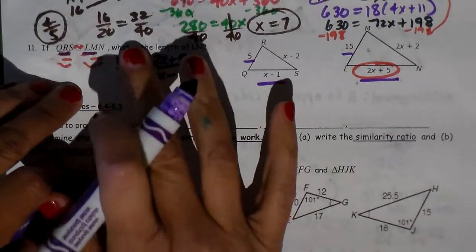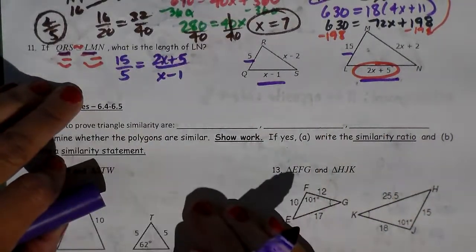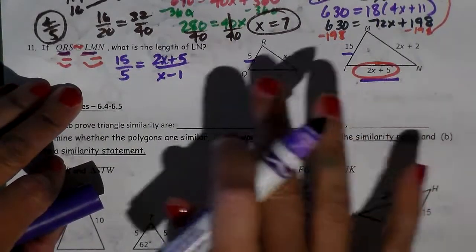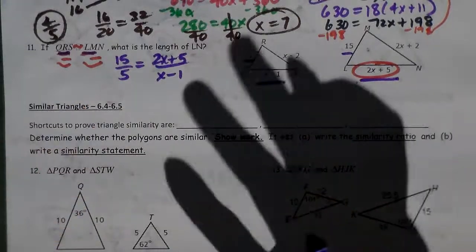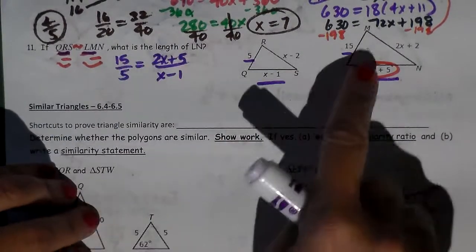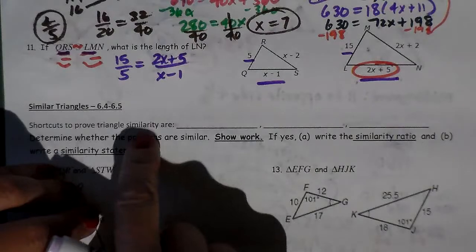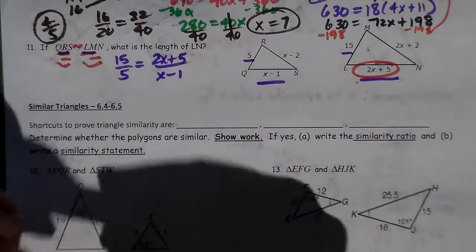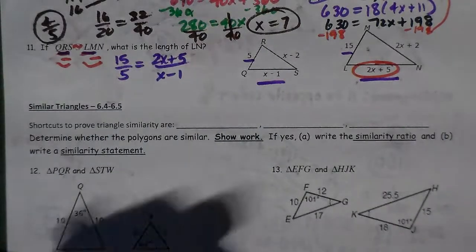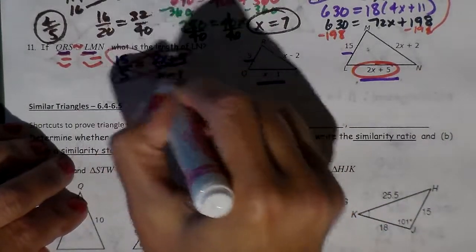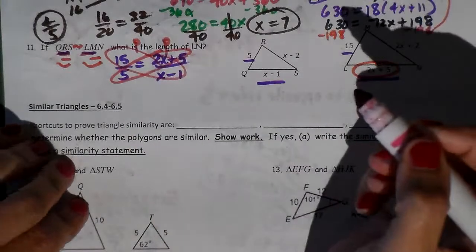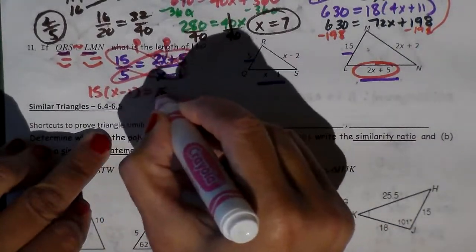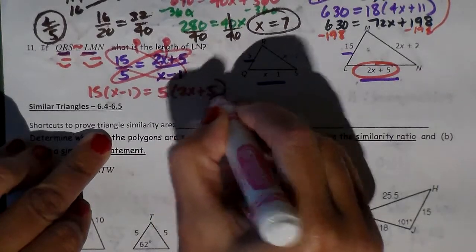Again, you could do 5 over 15 equals x minus 1 over 2x plus 5 like we did in the previous examples, but I'm doing the image over the pre-image this time. It doesn't matter as long as you match them up. 15 goes with this one, 5 goes with this one. 2x plus 5 goes with this one, x minus 1 this one. So now we're going to cross multiply because we're becoming experts at that now, and we're going to make a ridiculous looking butterfly because I like drawing pictures. So we have 15 times x minus 1 equals 5 times 2x plus 5.